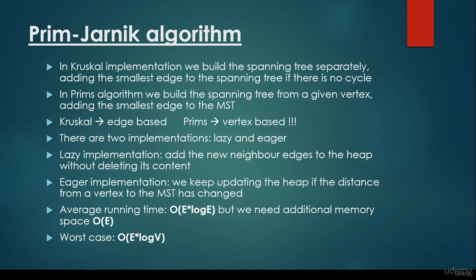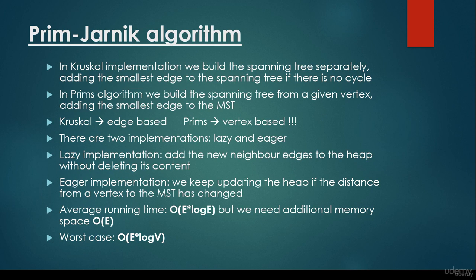We have been talking about the Kruskal implementation, and in Kruskal we build the spanning tree separately, adding the smallest edge to the spanning tree if there was no cycle. In Prim's algorithm, on the other hand, we build a spanning tree from a given vertex, adding the smallest edge to the minimum spanning tree. So it's very important to see the difference between the two algorithms. Kruskal is an edge-based algorithm, while the Prim's-Jarník algorithm is a vertex-based algorithm.